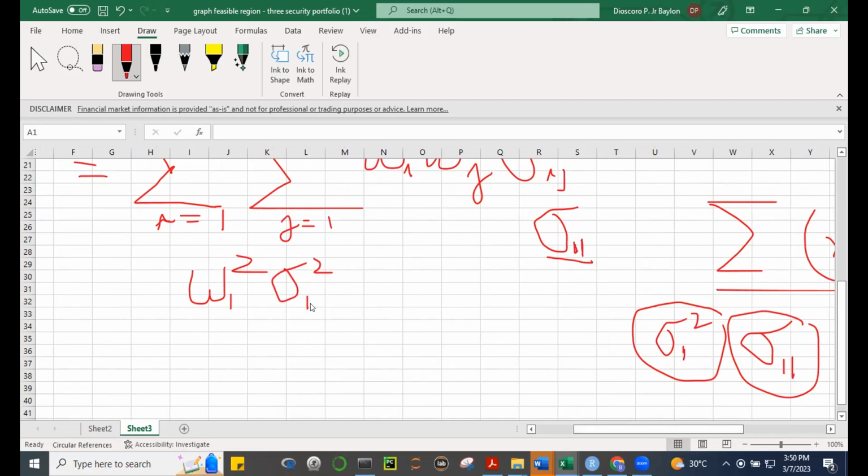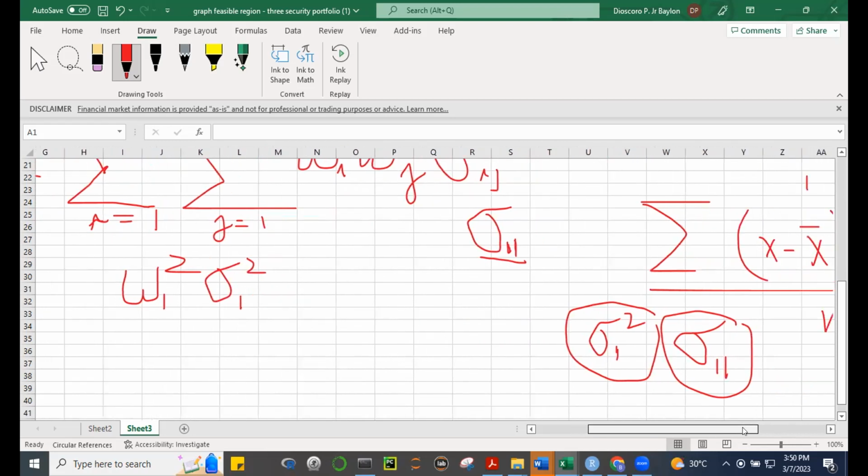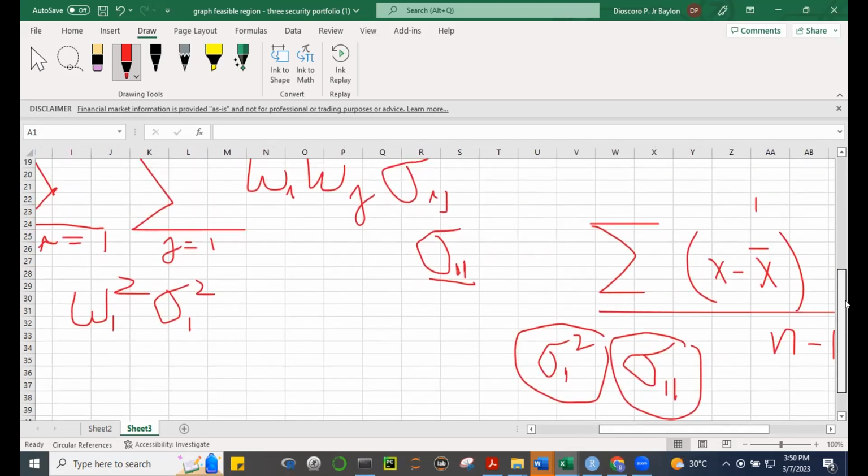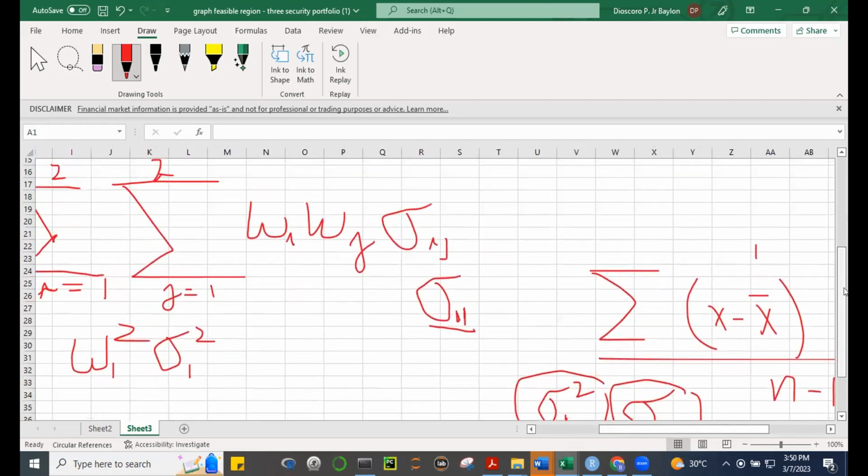So only one number here. This is the variance of 1. Am I clear, class? Could you kindly chat, please, if my explanation is clear?